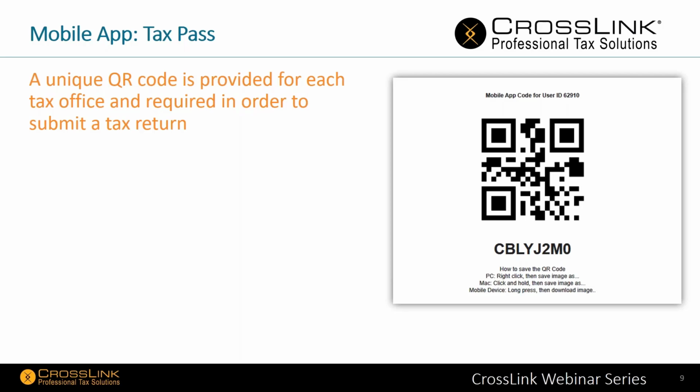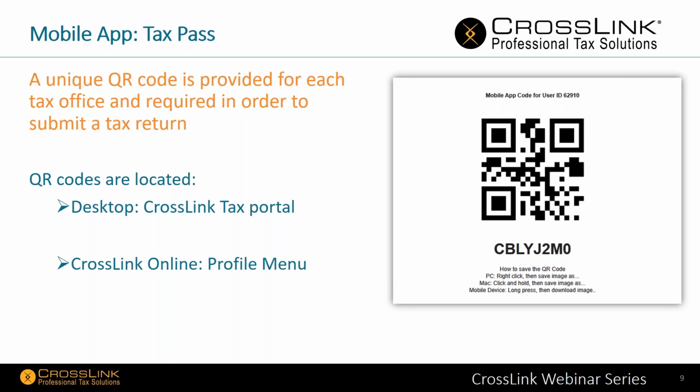Where do you find these QR codes? If you are a desktop user, you're going to go straight to crosslinktax.com. You log into your portal, and it will be under Mobile App Management under the Support tab. And if you're a Crosslink Online user, you click on your name, which opens up the profile menu when you log into Crosslink Online. Those are the two ways to get your QR code, so you can put it on your marketing material and hand that information to your taxpayers, because they will not be able to submit the tax return to your office without this QR code.